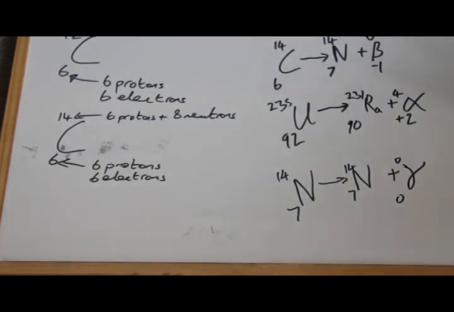If the number at the top doesn't change, it's either beta or gamma, but if the number at the bottom doesn't change either, it's gamma. If it does change, it's beta. If the number at the top changes, it's alpha. Simple as that. Good luck.